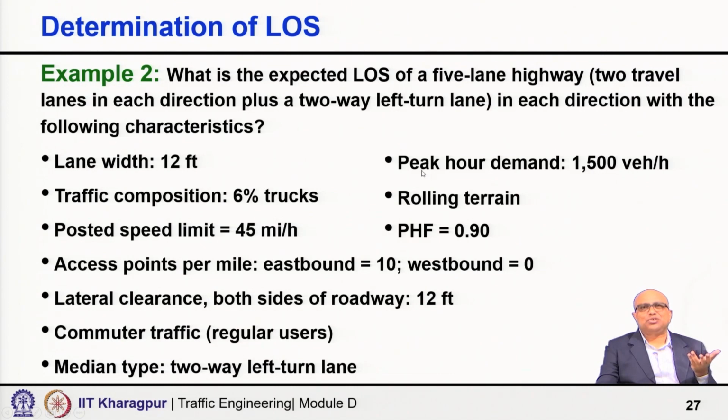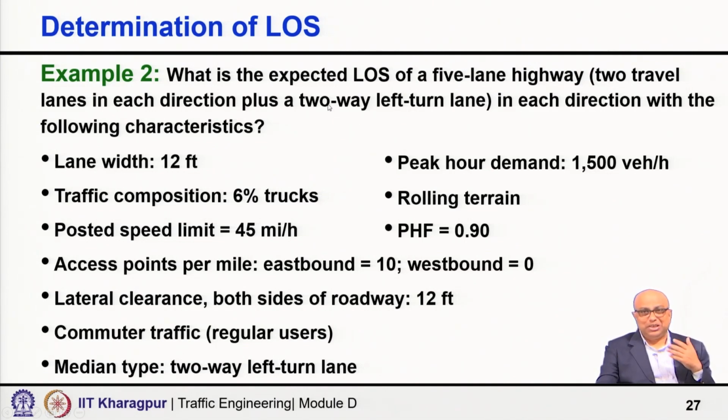Example 2 is on multi-lane highway segments. Let us take this example. What is the expected LOS on a 5-lane highway, 2 travel lane in each direction plus a 2-way left turn lane?